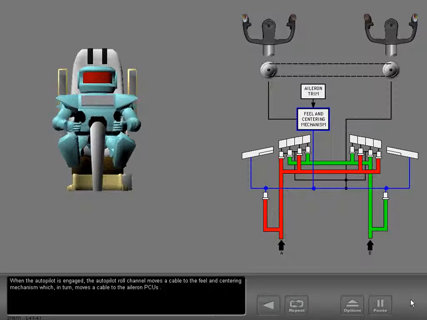When the autopilot is engaged, the autopilot roll channel moves a cable to the feel and centering mechanism, which in turn moves a cable to the aileron PCUs.